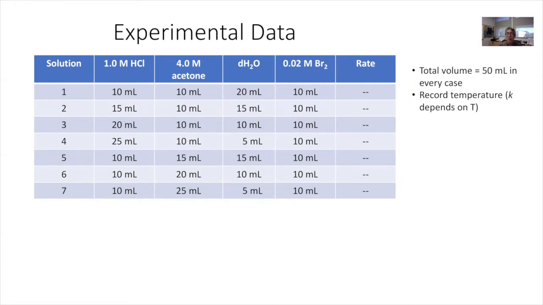I want to remind you to record the temperature when you do the reaction, and that's because the rate constant depends on the temperature.